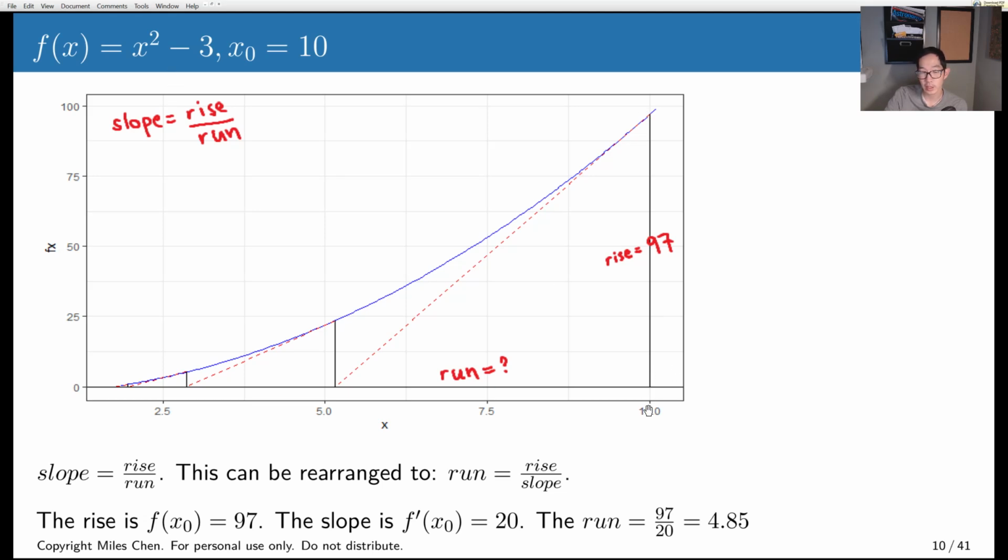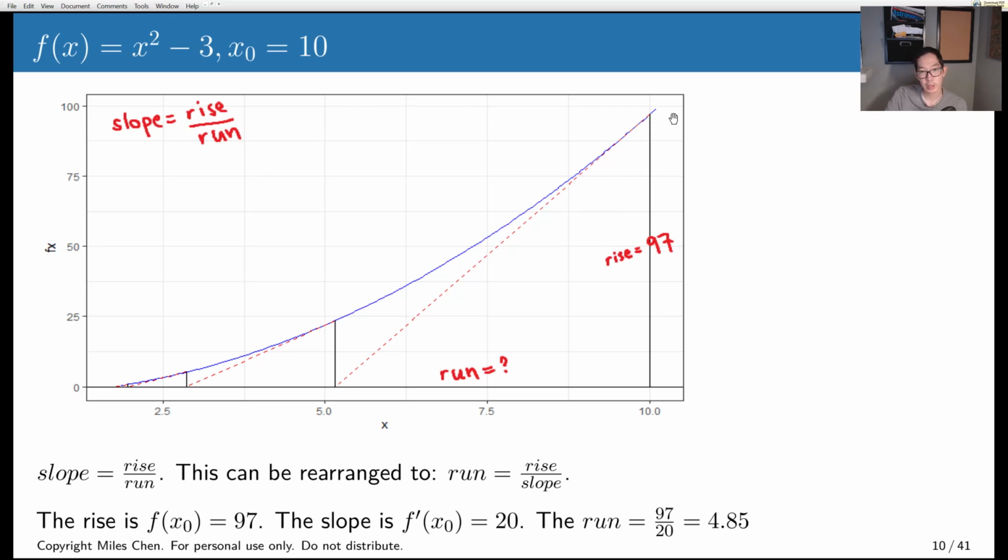I plug in x0, 10. 10 squared minus 3 gives me 97. So the length of this side of the triangle is 97. Okay, how long is this length over here? Well, with a little bit of algebra, the run, the horizontal length, is going to be equal to the rise, that is 97, divided by the value of the slope.